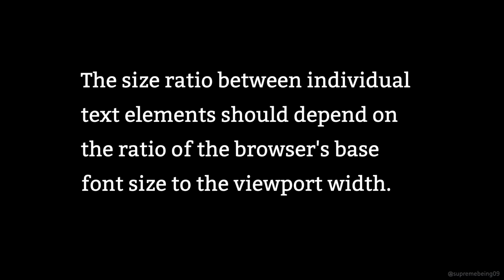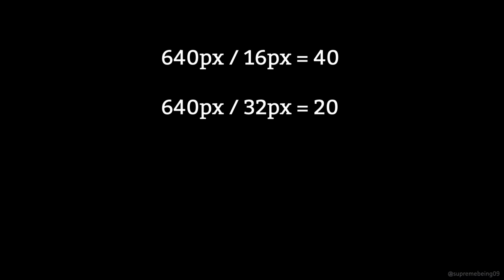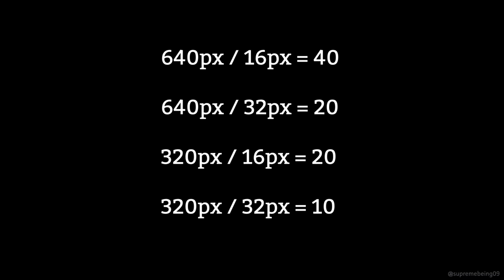For those of you who prefer to look at numbers instead of text, let's look at it this way. If we have a viewport width of 640 pixels divided by the base font size of 16 pixels, we get a ratio of 40. If I increase the base font size to 32 pixels, the ratio is only 20, and this is the same ratio as if I had reduced the viewport width to 320 pixels. When I now look at a viewport width of 320 pixels and an increased font size of 32 pixels, the ratio is only 10, so it's even lower.